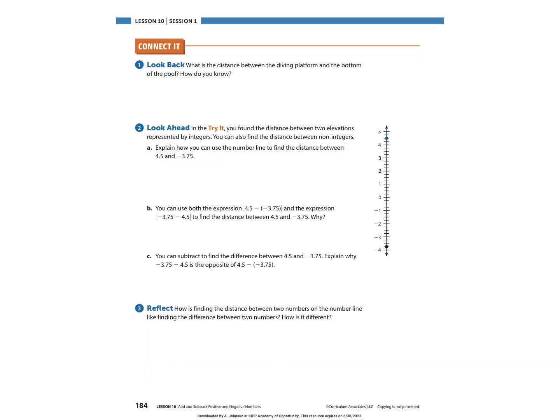So on this next page, we're going to do the same thing, but we're applying it to rational numbers. Remember, rational means we're dealing with decimals and fractions. So looking at number 2, we're doing the same thing. We want the distance between positive 4 5/10 and negative 3 75/100, right? So we just want to add those two absolute values together, right?